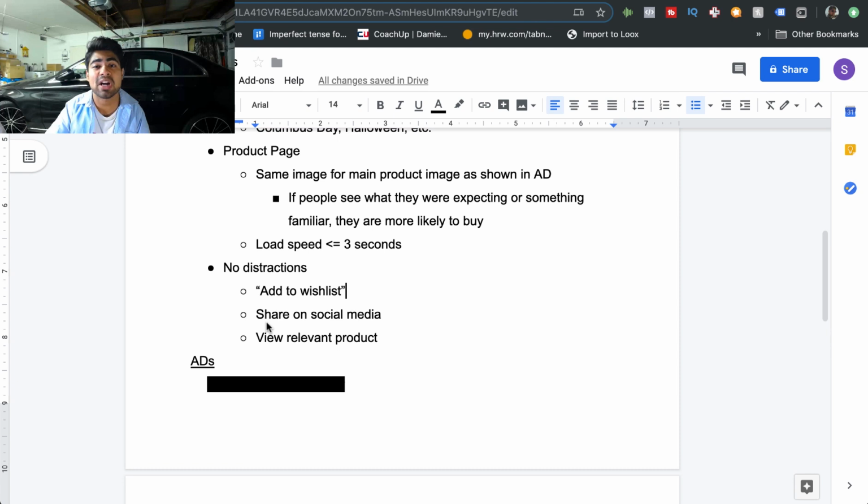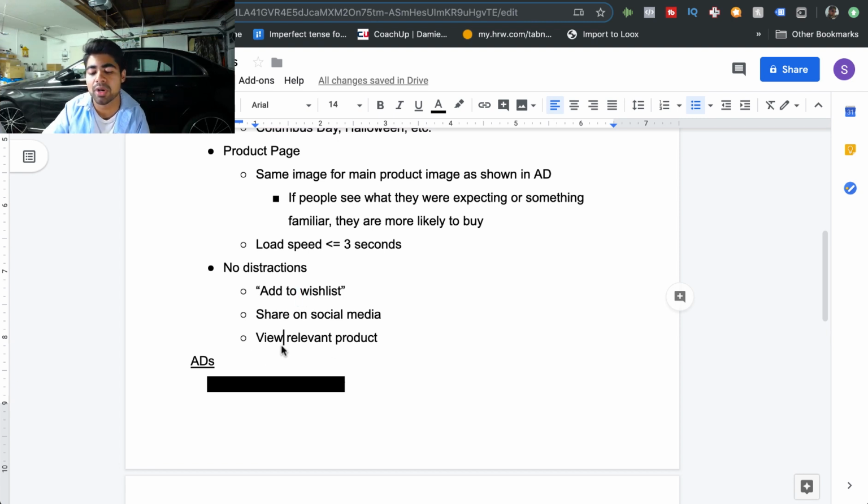If you notice on some of the themes, there's a little button that says share on Facebook, share on Instagram, share on Pinterest, etc. You want to get rid of those as well, because the same mentality applies as the first button. Try to distract your customer as little as you can, because their main job on your product page is to click that add to cart button.